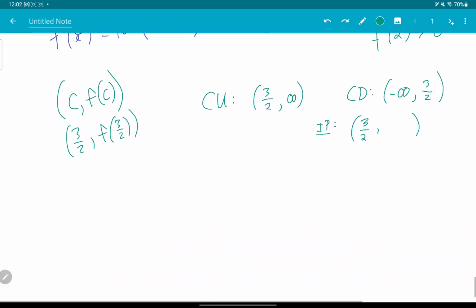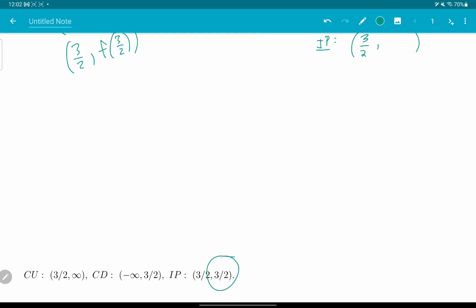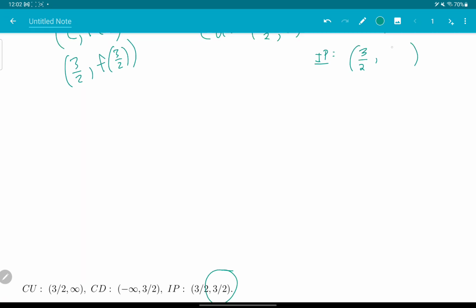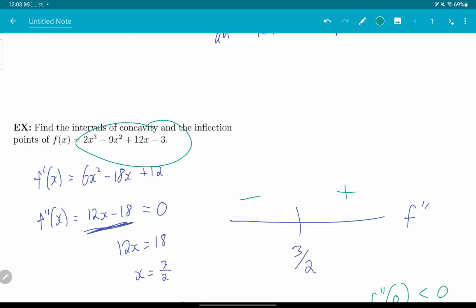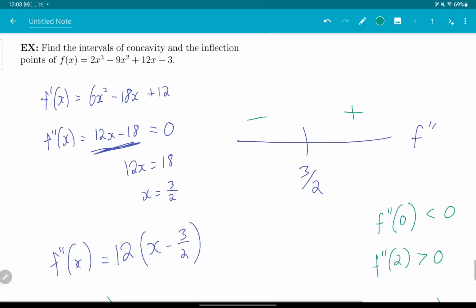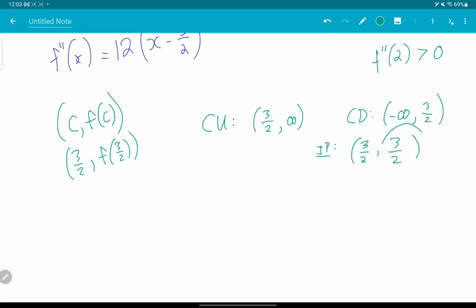What do I get? Let's take a quick sneak peek at the answer. My IP turns out to be (3/2, 3/2). That's a coincidence. Do not read into that conspiratorially. It is a coincidence that they're both 3/2. So again, to find this value here, I took 3/2, plugged it into my original function, given up here, did an annoying calculation, and found this value here.